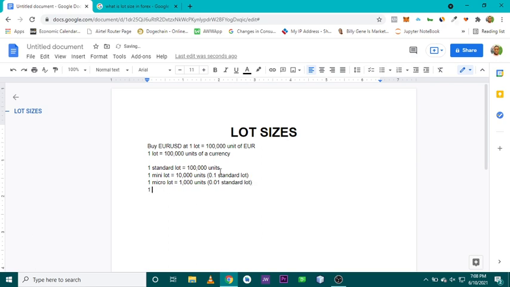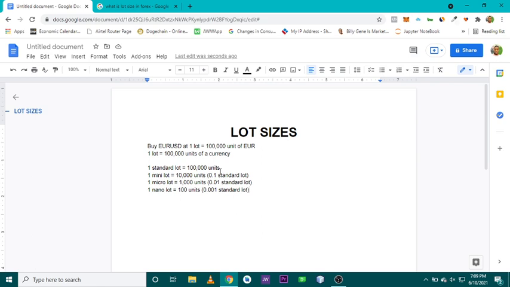We also have a nano lot. One nano lot is equal to 100 units of a currency pair, which is also equal to 0.001 standard lot. This is not often used, but this is what most people use in something like a cent account, so they will be able to trade. They trade in nano lots there.